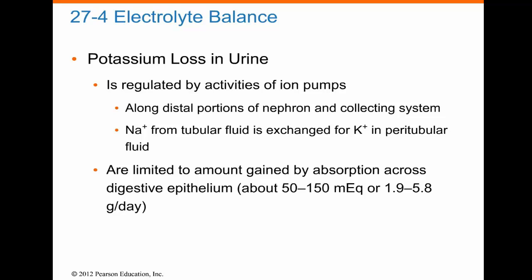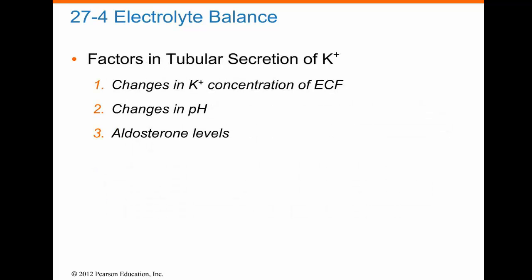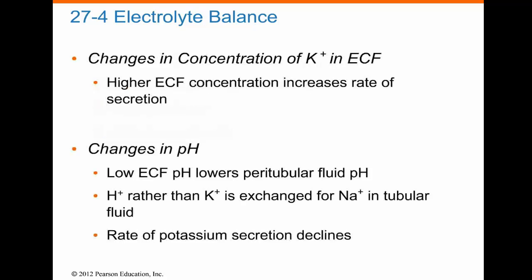Factors in the tubular secretion of potassium: changes in potassium concentration in extracellular fluid, changes in pH or body acid and alkaline levels, and also another hormone called aldosterone. First, changes in the concentration of potassium in extracellular fluid. A higher concentration in extracellular fluid causes an increased rate of secretion.